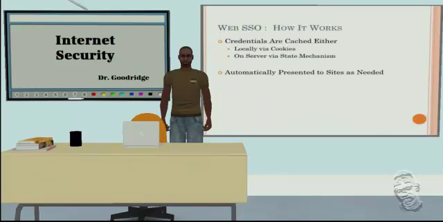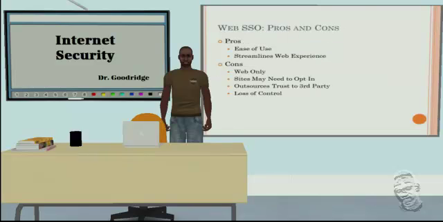How does all this work? Credentials are cached either locally via cookies or on a server via a state mechanism, and automatically presented to a site as needed. Let's look at some of the pros and cons. For example, pros: easy to use, streamlined web experience. Cons: it is restricted only to the web. Sites may need to opt in, outsourced, trusted by third parties, and sometimes there is loss of control.